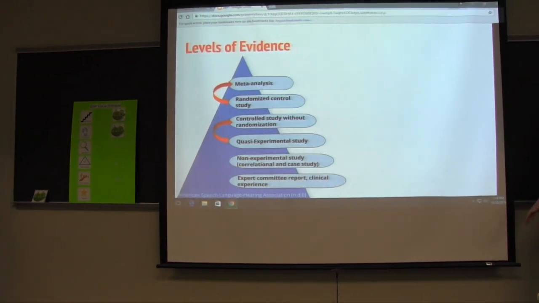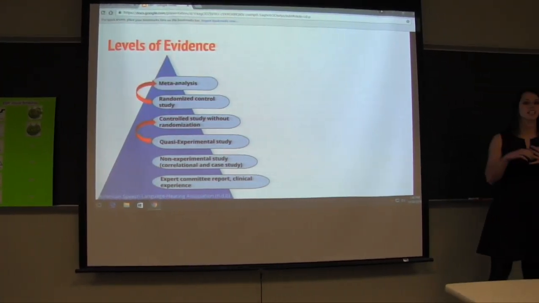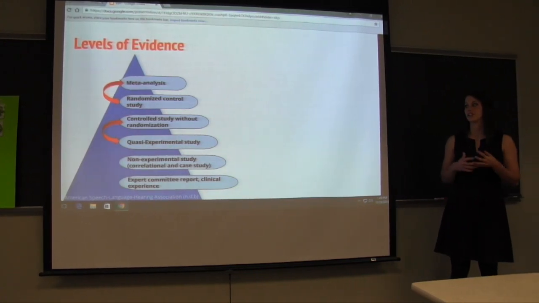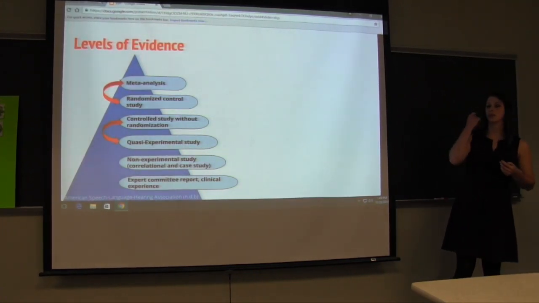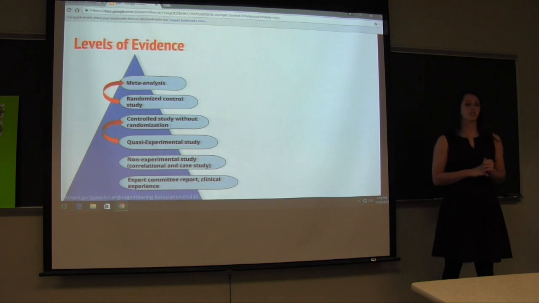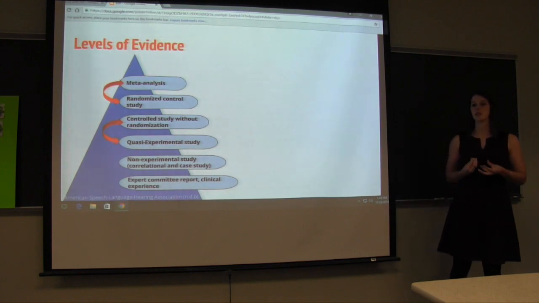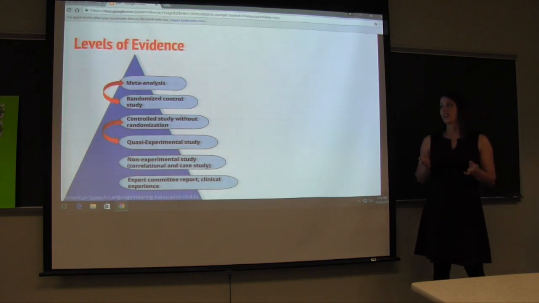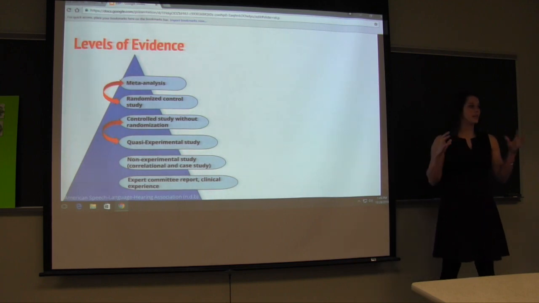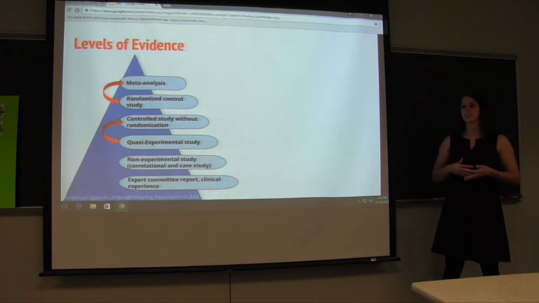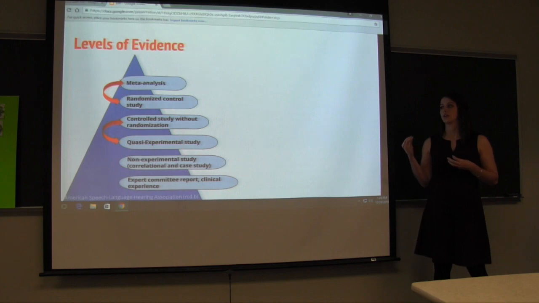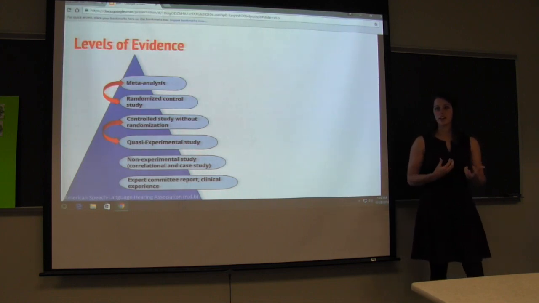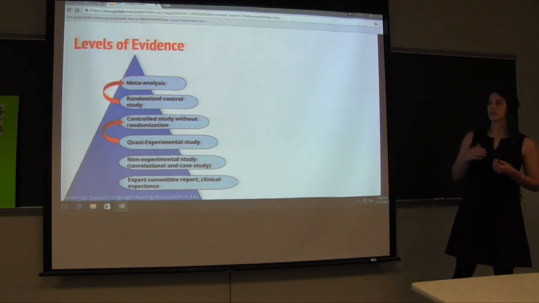So now that we have defined our population and the two different treatment methods that we are going to examine, we had to look through all of the databases that Shelby had mentioned earlier to find evidence that was going to answer our clinical question. And when we did this, we came across many different types of articles. So what we had to do was determine which ones were going to be stronger in evidence than the others. To do this, we used this pyramid.